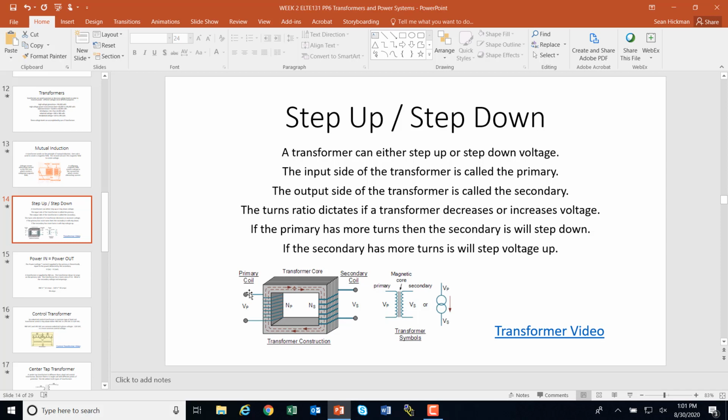Remember, we talked about what happens to current when you put items in series, and when you put them in parallel. So that's what we're going to talk about. But remember that if there's more turns on the primary than there is on the secondary, it will step it down. Okay. You want to stop here and watch this transformer video, and then come back to the PowerPoint.